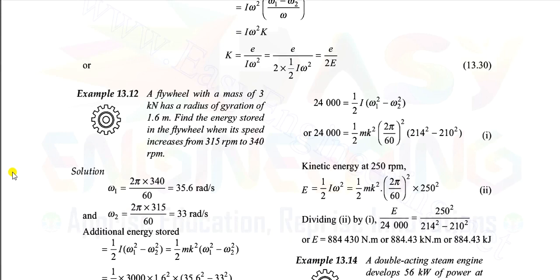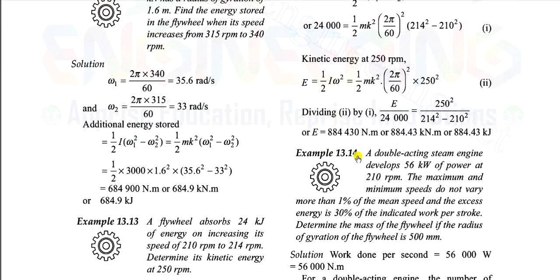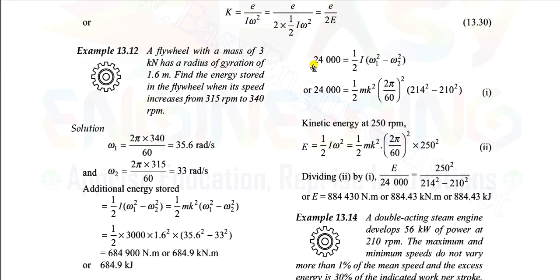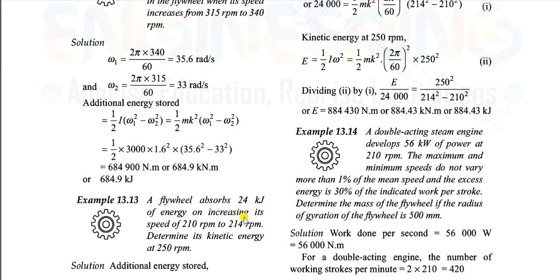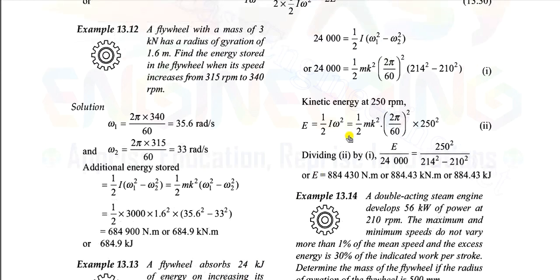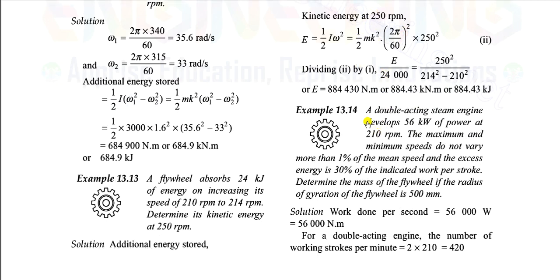Next lecture, I will cover some problems in this. So here I will take example number 13.14. Example 13.13 you can solve easily. Delta E is given, and two speeds are given, and he is asking to find the kinetic energy at a particular speed. From the kinetic energy formula, you will get the I value, and this I value you can use here, and at this speed you can calculate kinetic energy. So it's easy, no need to cover. I will take the next example, which is 13.14.